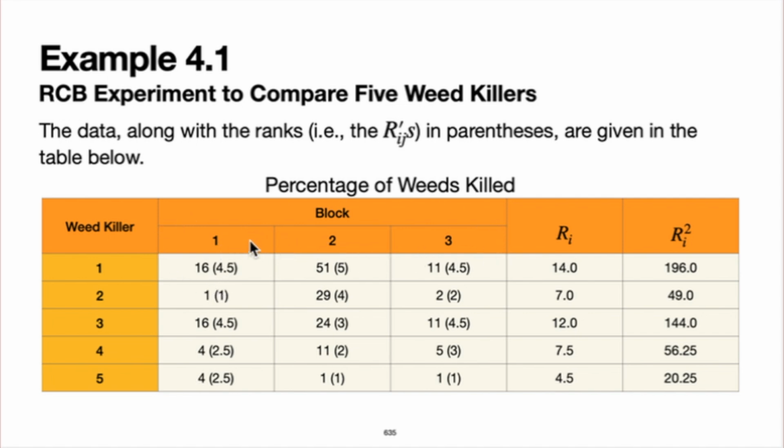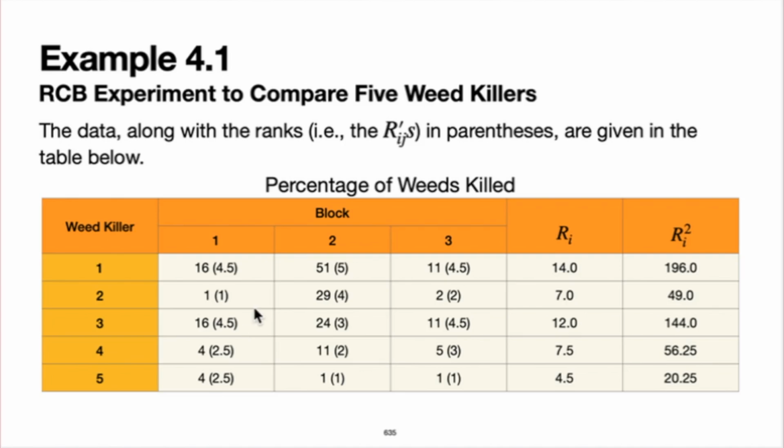So within block 1, weed killer 1, the strip to which weed killer 1 was applied, in that strip, 16% of the weeds were killed. 1% of the weeds were killed in the strip to which weed killer 2 was applied, and so forth. And you see these. Similarly for the other columns here. And then notice that in parentheses we've got the ranks.